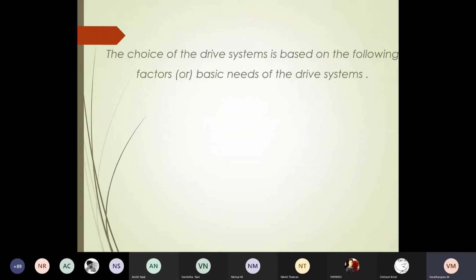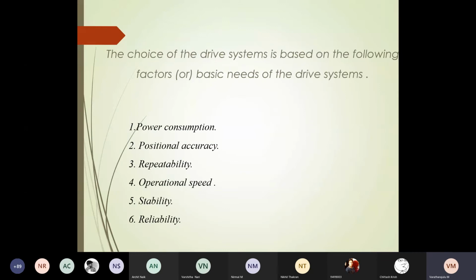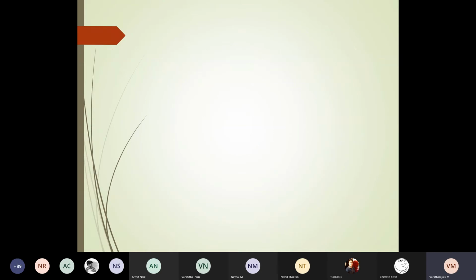It should be avoided. And the choice of drive system is based on the following factors, that is, the basic needs we need to consider while selecting the drive system: the power consumption, positional accuracy, repeatability, operational speed, stability, and reliability.